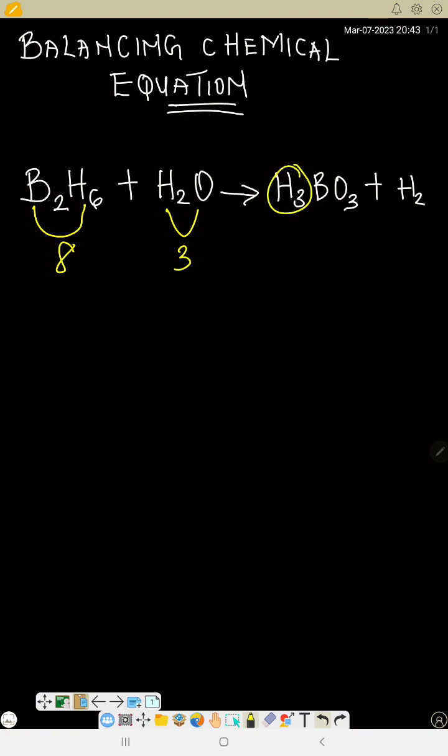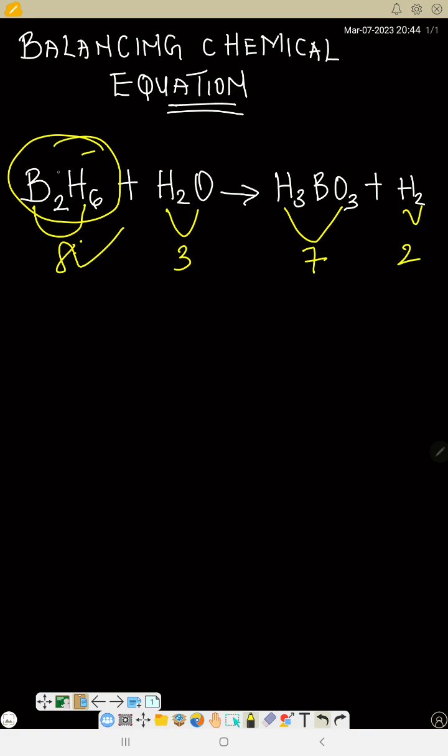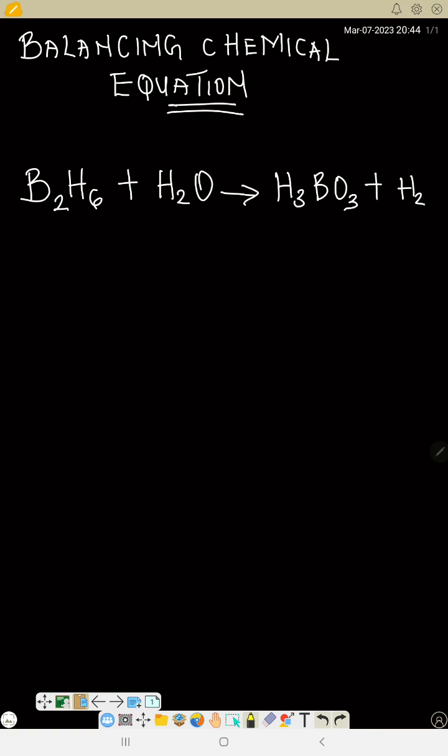So how many hydrogen here? 3. Boron 1. Oxygen 3. Total number of atoms here is 7. And this one, total atom is 2. So this one has the highest atom. So I'm starting my balancing from here. And I won't put any number and change it again. So start with the compound with the highest atom.